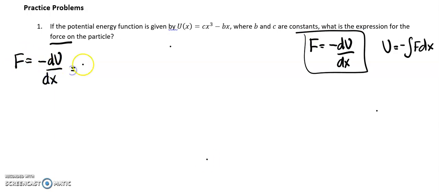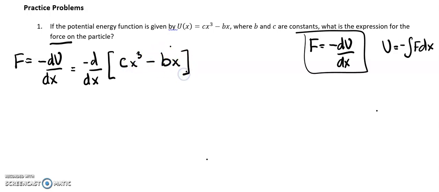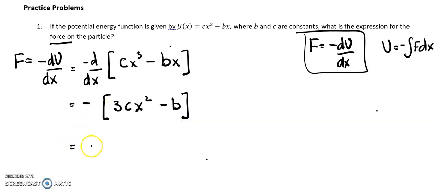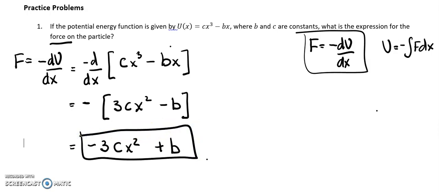Great. So now I'm just going to go ahead and plug everything in. I always write things down; it always helps me avoid silly mistakes. The potential energy function is cx cubed minus bx. So now I just get to take the derivative with respect to position. I can't forget I have the negative in front of everything, so the derivative of cx cubed is 3cx squared, and the derivative of negative bx is just negative b. Now I can distribute the negative sign, so we have negative 3cx squared plus b, and that is our answer.